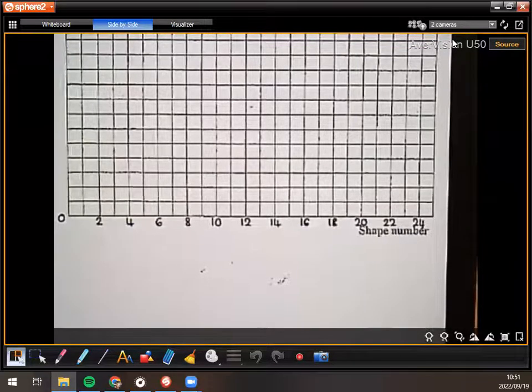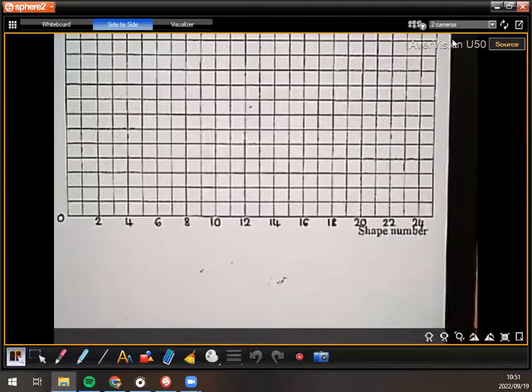Regarding the test on Thursday, do you know what the weighting is in terms of each section? Well, yeah.